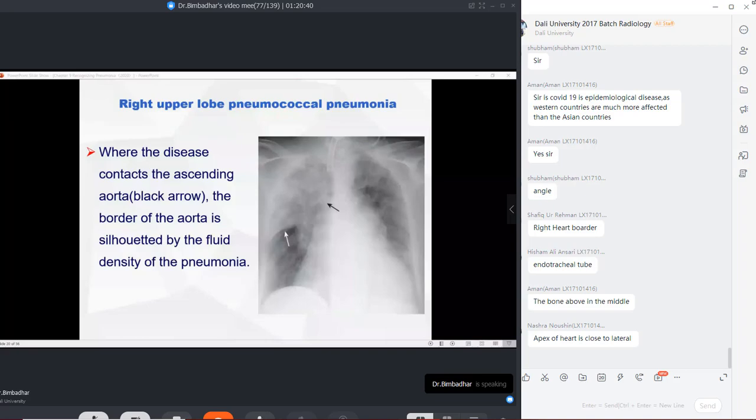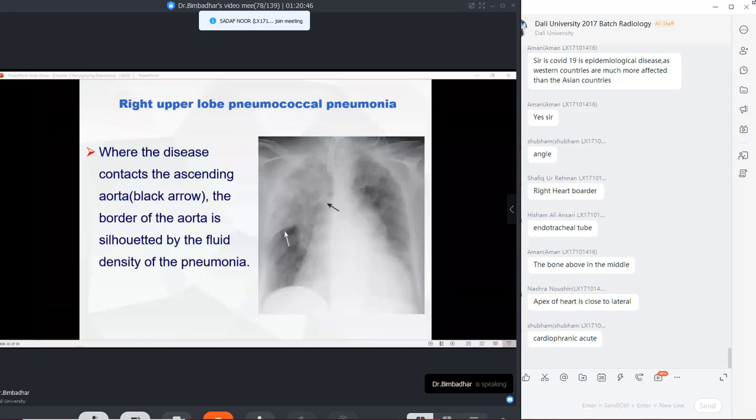The apex of the heart is close to the lateral side. So what does that mean, Nashra? The cardiophrenic angle is acute. Okay, what does that mean, Shubham? Yes, those are good findings, but what does that mean? The apex of the heart being close to the lateral side indicates cardiomegaly, left ventricular hypertrophy. This patient might be suffering from congestive heart failure, because this is gross cardiomegaly. It can happen because of restrictive cardiomyopathy, most probably. So this must be a patient of congestive heart failure.